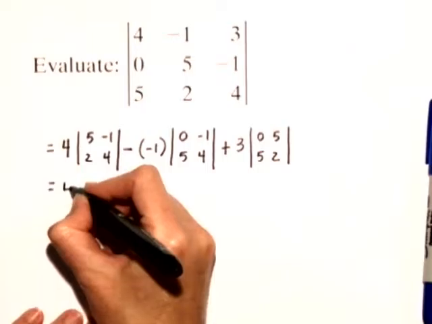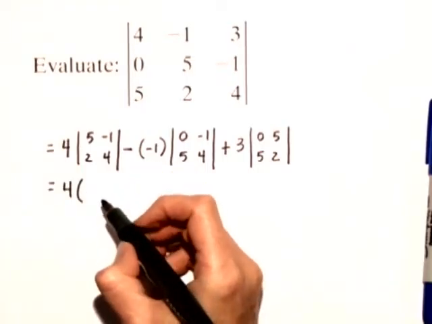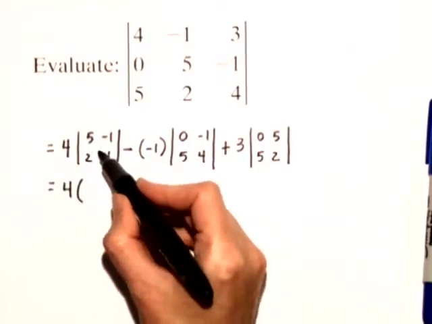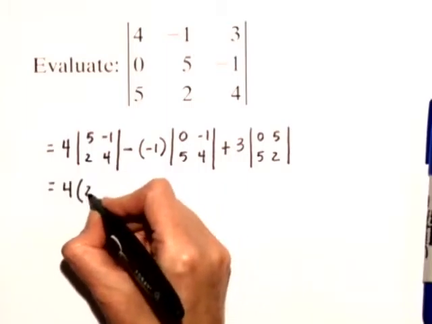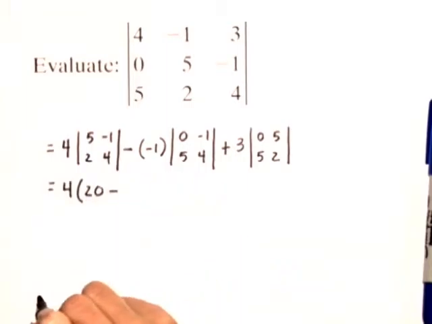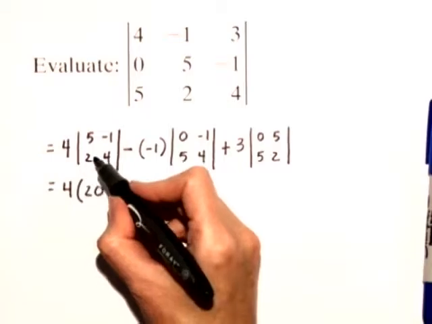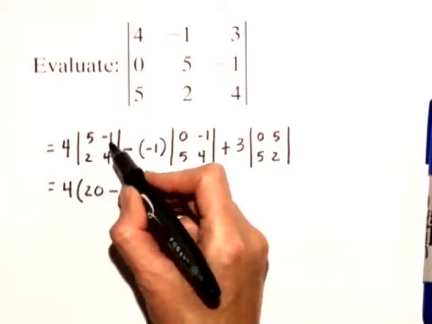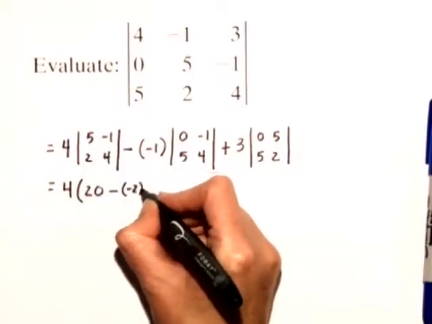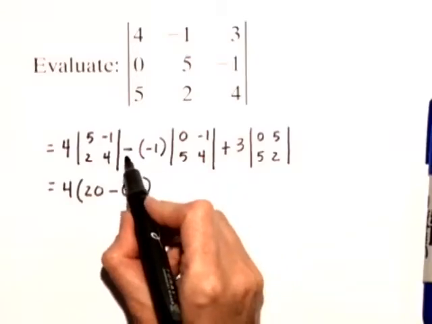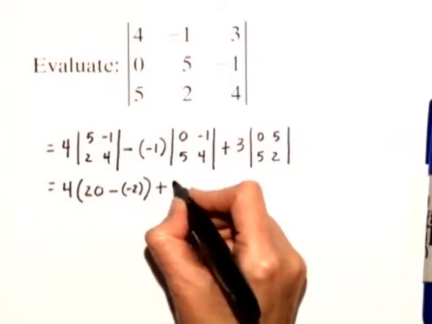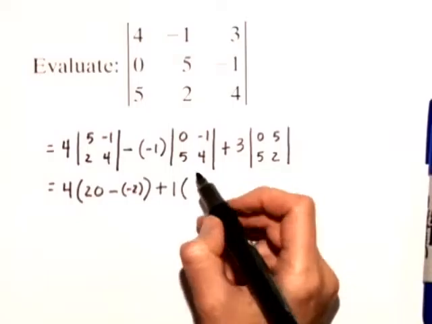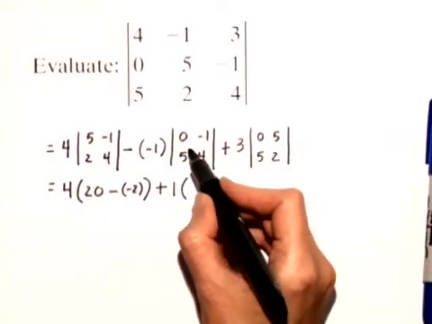So we have 4 times. Remember, for a 2 by 2 determinant, you multiply along the main diagonal. 5 times 4 is 20, and we subtract whatever we get when we multiply along the other diagonal. 2 times -1 is -2. Now I have minus -1, which is +1, times, let's evaluate this 2 by 2 determinant.